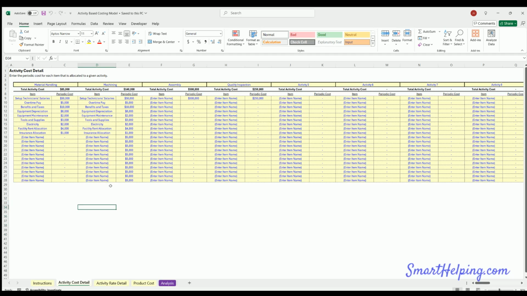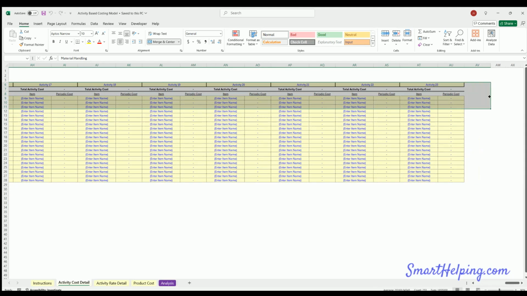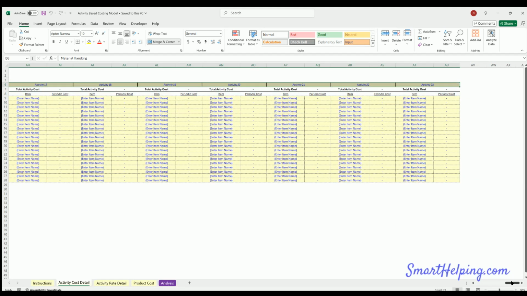So let's start with the first tab, activity cost detail. At a high level, it's called an activity-based costing model, ABC costing, and we're really going to dive into all the indirect costs and all the direct costs. I set this up to handle many products and many different types of activities that are required. You'll see here at the first tab, activity costs, we have 23 potential activities.